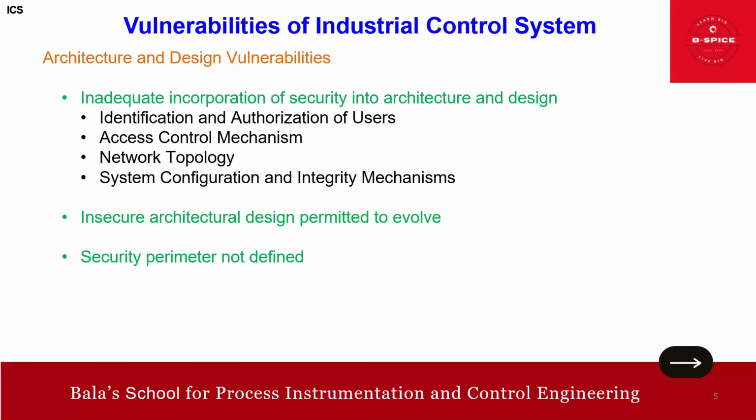Then the third one, security perimeter not defined. Friends, without a clearly defined security perimeter for the ICS, it will be challenging to guarantee the proper deployment and configuration of essential security measures. This results in unauthorized access to systems and data along with other potential issues. That is the added challenge here.